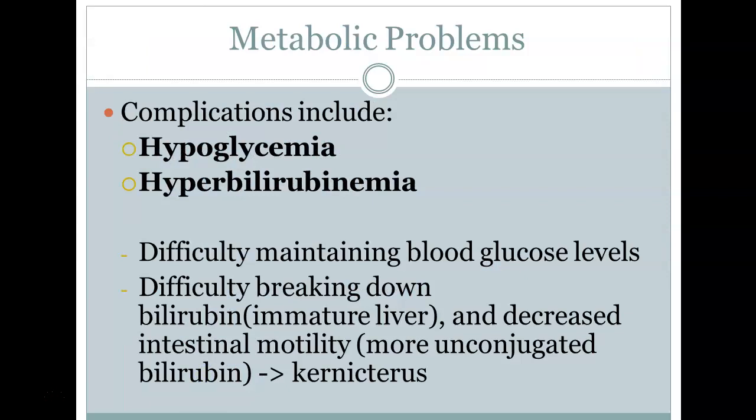And going back to more about the metabolic problems, we're going to talk about complications including hypoglycemia and hyperbilirubinemia. Infants can have difficulty maintaining blood glucose levels, as well as difficulty breaking down bilirubin due to the immature liver or decreased intestinal motility. So there's more unconjugated bilirubin that can build up if they're not excreting it through the meconium, and this can lead to kernicterus, which is brain damage.